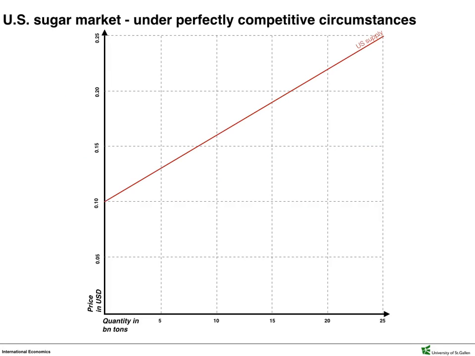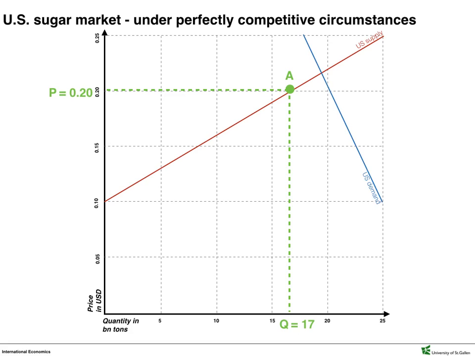Let's see supply first. We know that when the US price per pound is 20 cents, US producers will supply approximately 17 billion pounds, giving us point A. Below a price of 12 cents, there won't be any domestic supply. We know that at a US price of 20 cents per pound, demand is 20 billion pounds, so the US demand curve goes through point B.